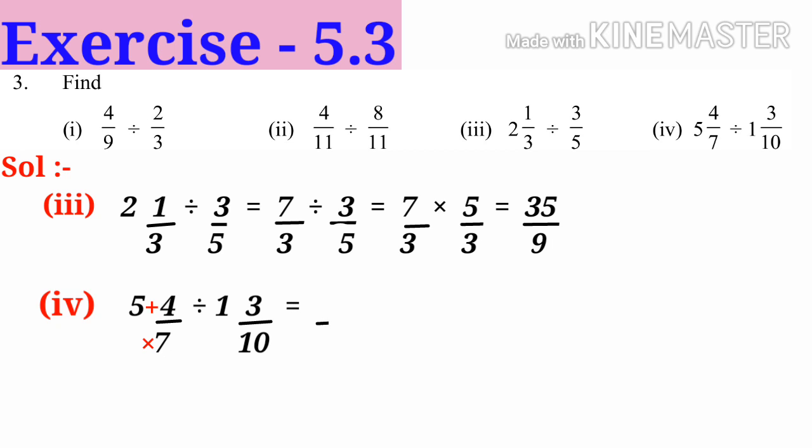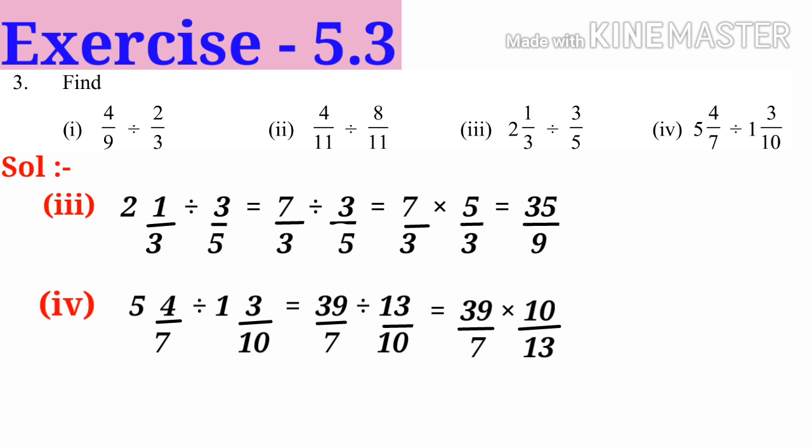Fourth problem, 5 4 by 7 divided by 1 3 by 10. So convert it into improper fraction, 7 fives are 35 plus 4, 39 by 7 divided by 10 ones are 10 plus 3, 13 by 10. So 39 by 7 into reciprocal of 13 by 10, that is 10 by 13. On simplification by 13, 13 threes are 39, 13 ones are 13, 3 tens are 30, 7 ones are 7, that is 30 by 7.